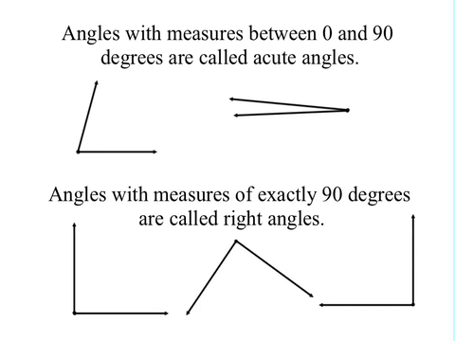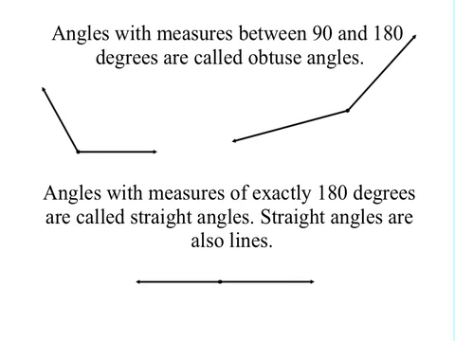And now let's classify our angles according to their measures. Angles with measures between 0 and 90 degrees are called acute angles, and there are two examples. Angles with measures of exactly 90 degrees are called right angles, and there are 3 examples. Angles with measures between 90 and 180 degrees are called obtuse angles, and there are 2 examples.